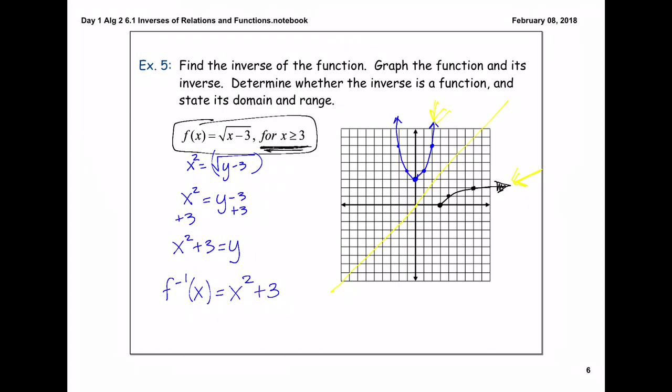When we state our domain, first of all, our inverse does pass the vertical line test. So it is a function. Our domain are our x values, and we're approaching negative infinity and positive infinity. So we say all real numbers. Our range is our y values. Our lowest y value is positive 3, so we want all the y values greater than or equal to 3.